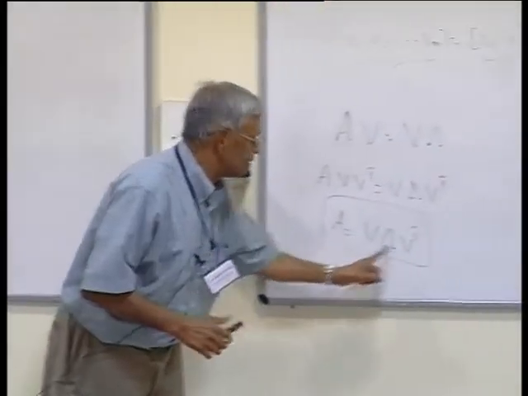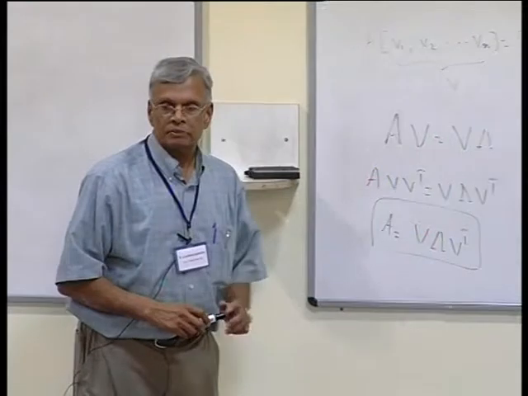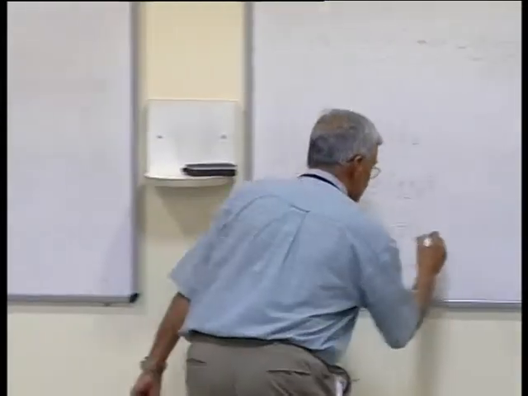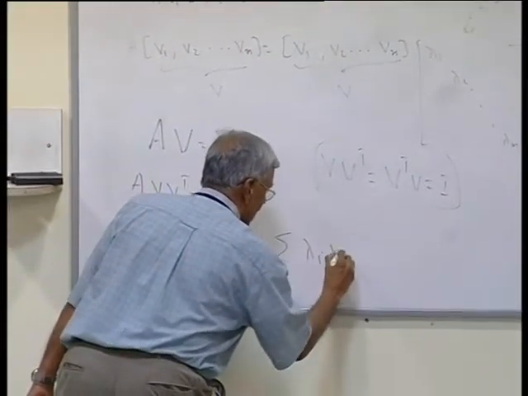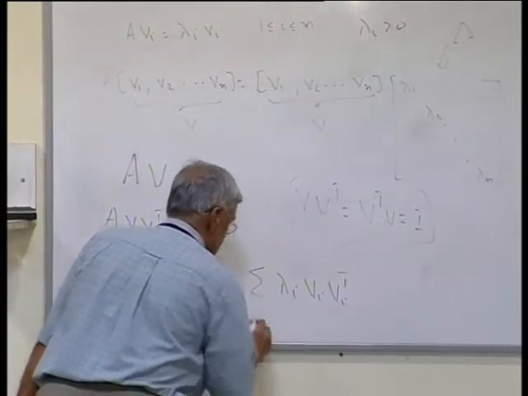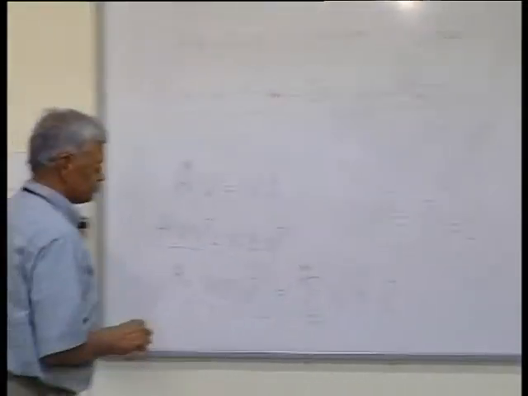This is called eigenvalue decomposition. This can also be written as the summation of lambda_i v_i v_i transpose, for i equal to 1 to n.